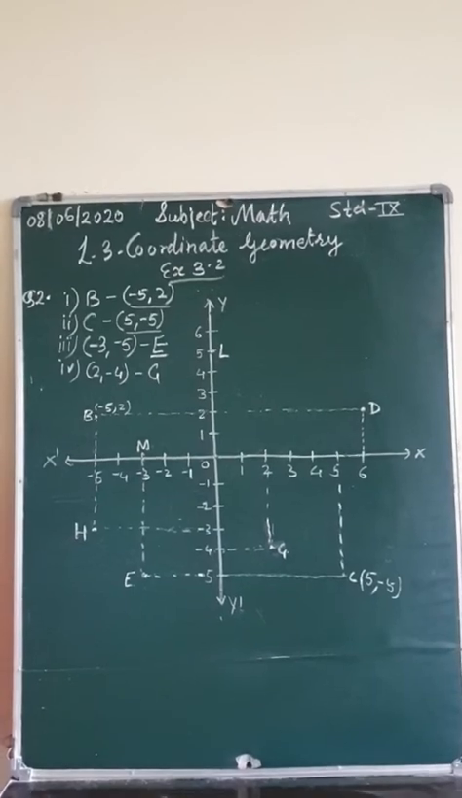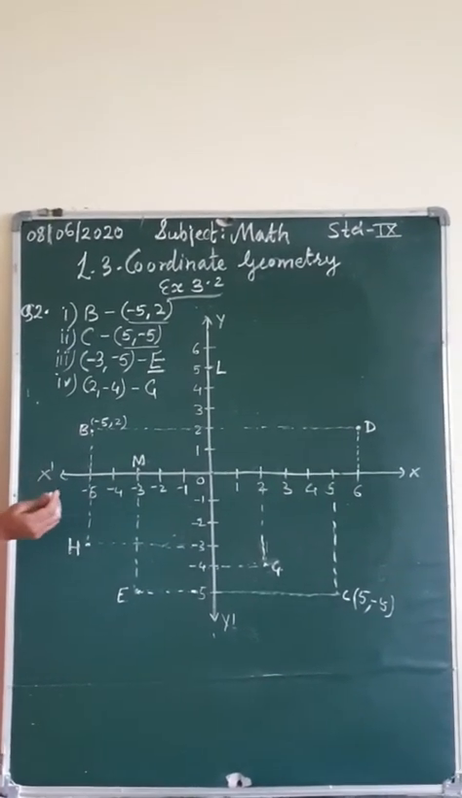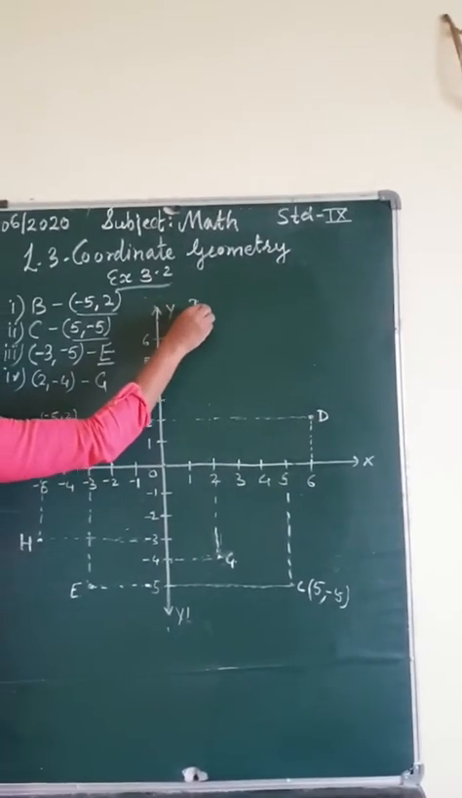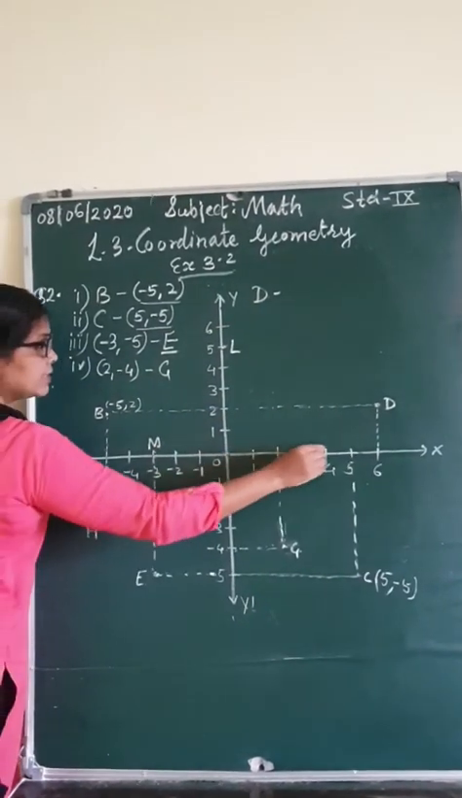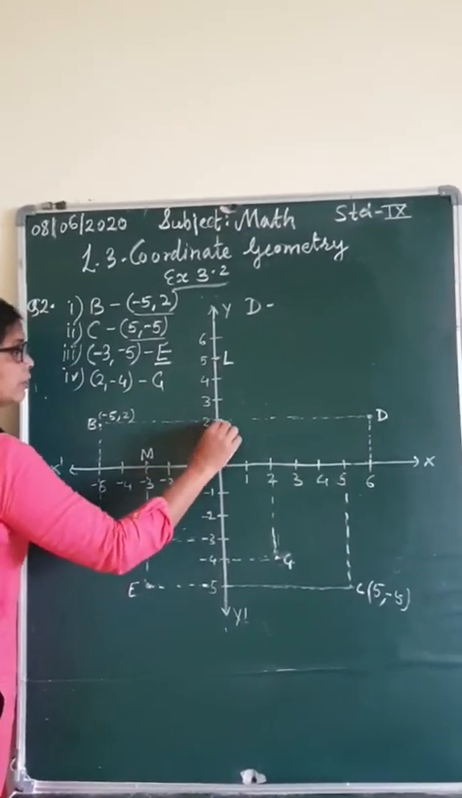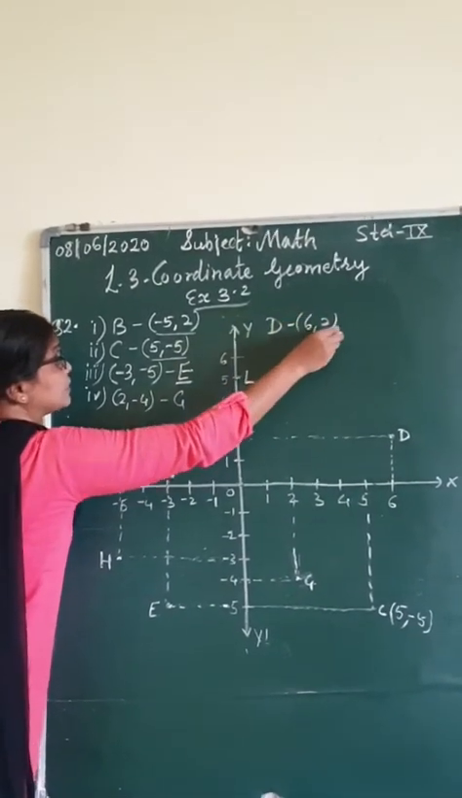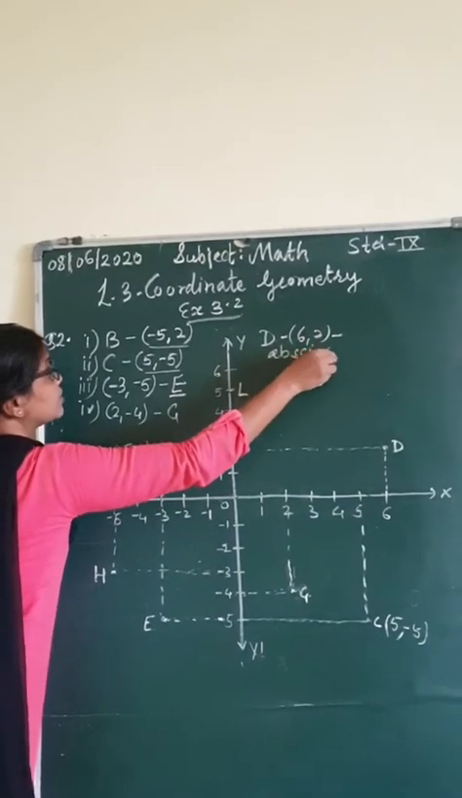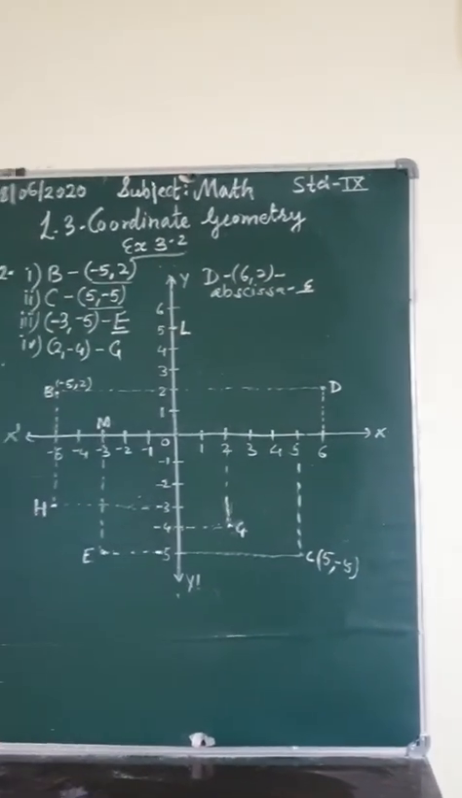Fifth question is the abscissa of point D. Here. So point D has coordinates. Which coordinates does point D have? It is 6 and 2. But as they have asked us only abscissa, so here what will be abscissa? Abscissa means what? X coordinate. So our required answer is 6.